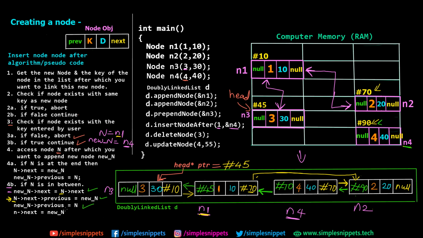So this step is done. And now at the last step, we are saying n of next is equal to new n. What is n? n is n1. n1 of next is hash 70. But now we are saying n of next equals new n. Now new n is n4. n4's address is hash 90. So we have to change hash 70 to hash 90. So let's do that. Hash 90. So we made this connection now and the last connection is broken.